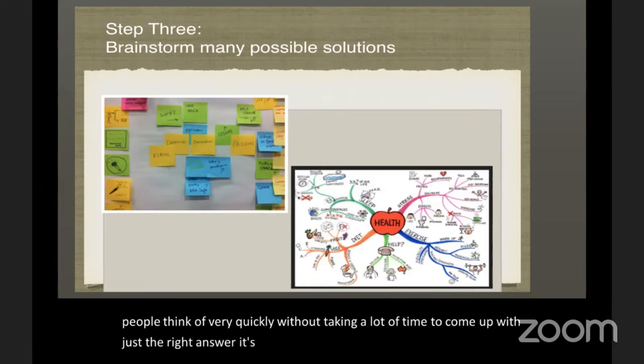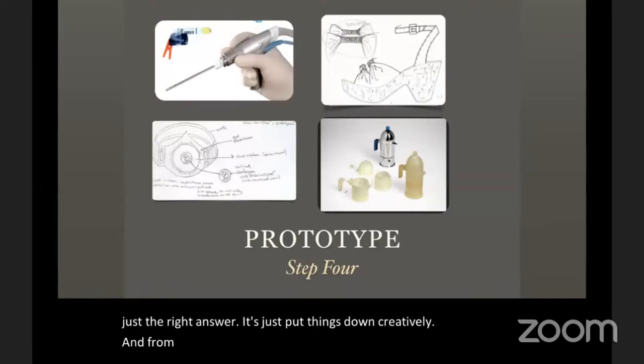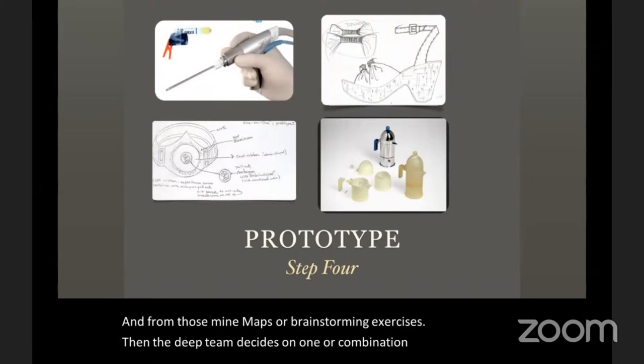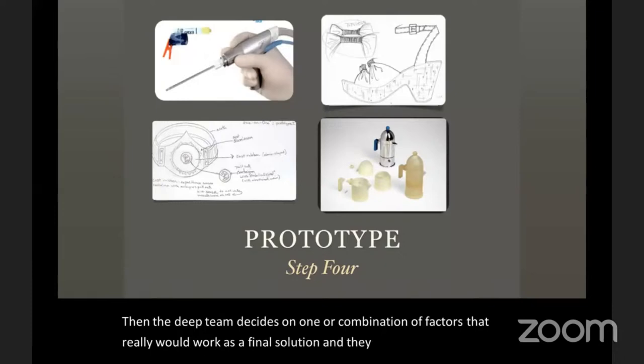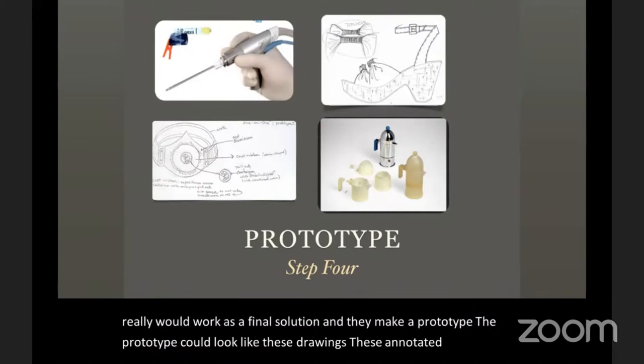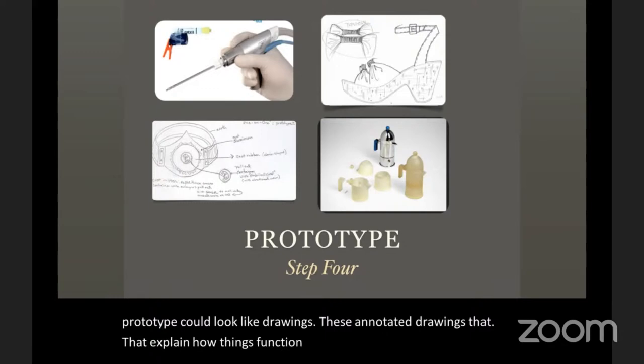And from those mind maps or brainstorming exercises, then the team decides on one or a combination of factors that really would work as a final solution, and they make a prototype. The prototype could look like these drawings, these annotated drawings that explain how things function and then show the aesthetic, or it could actually mean creating something three-dimensional.